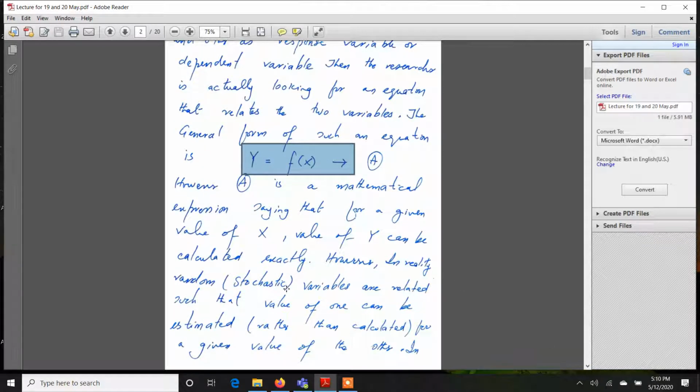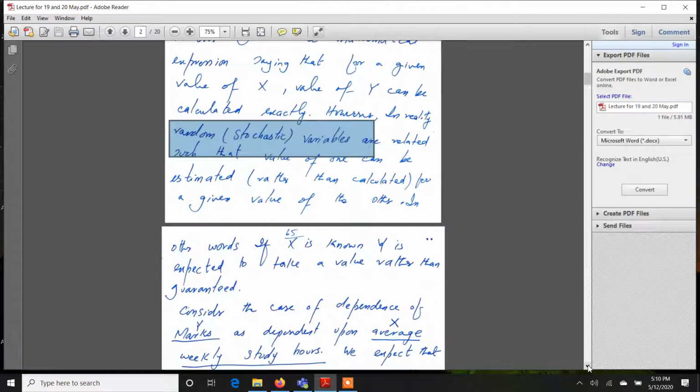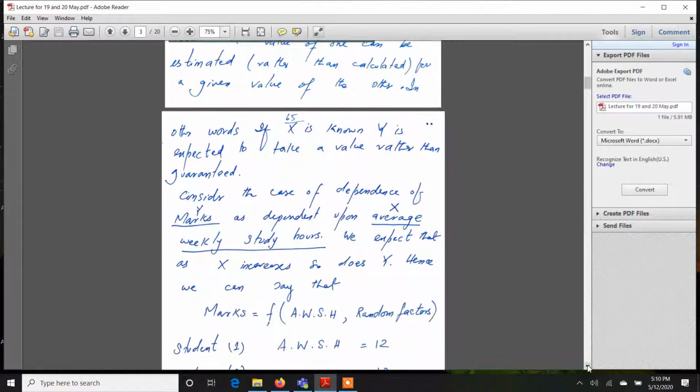So that's why in reality, we are looking for stochastic or random models. What does that mean? We are going to introduce an error component in this equation A. So let's see that error form of equation A. So you can write that you will introduce, I will explain this particular example as well, but you will introduce some random factors or random error in the equation.